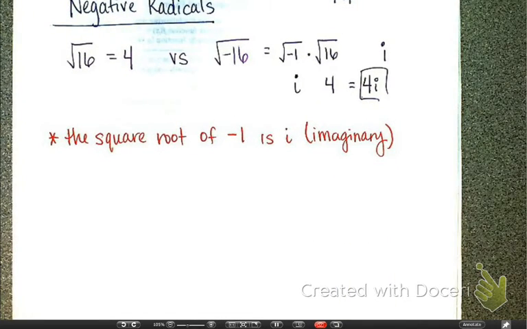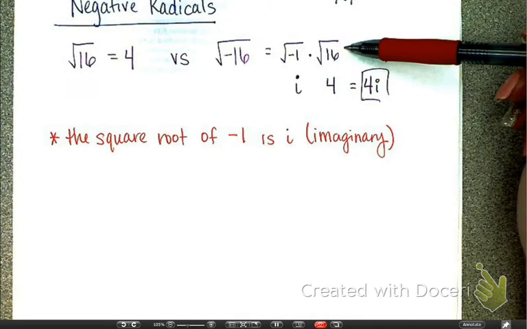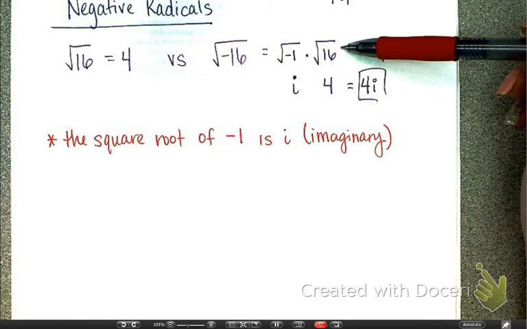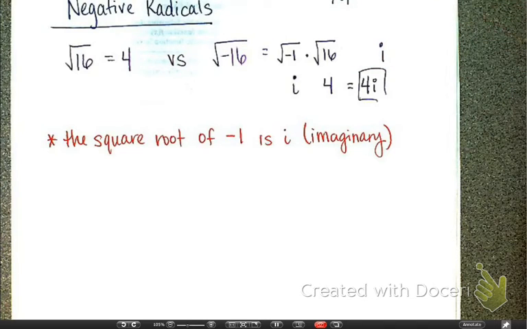Now, we are initially going to break it down like this. Eventually, you're just going to see a negative inside of a square root, and you're not going to break it down. You're just going to know it becomes I.